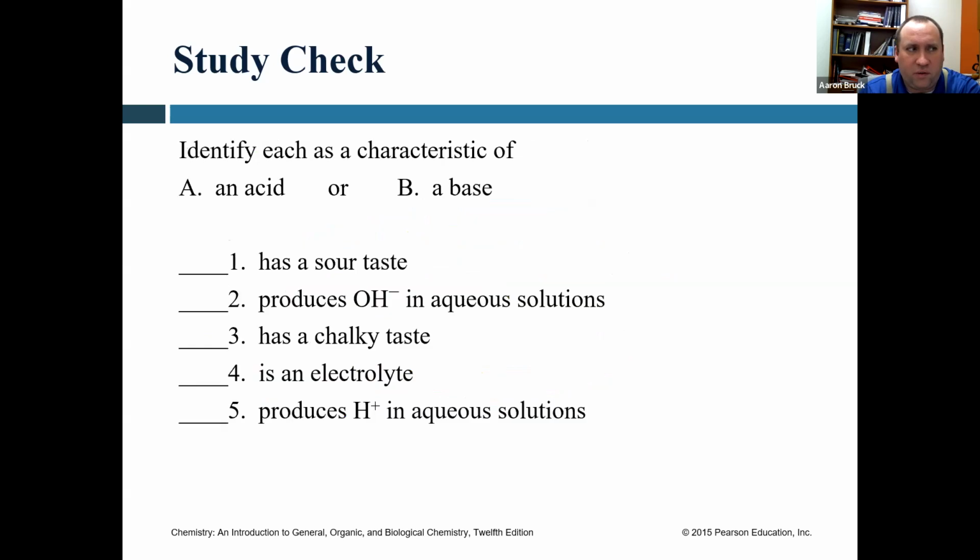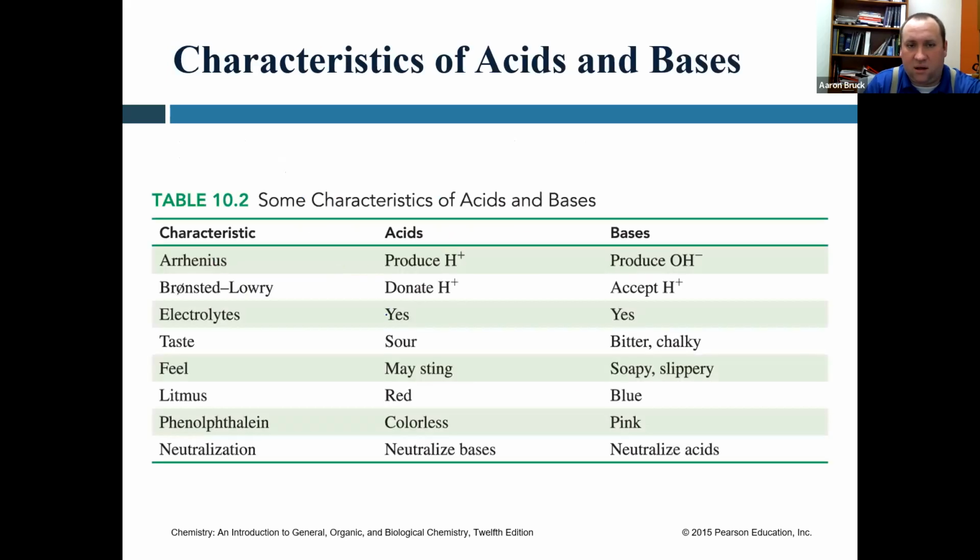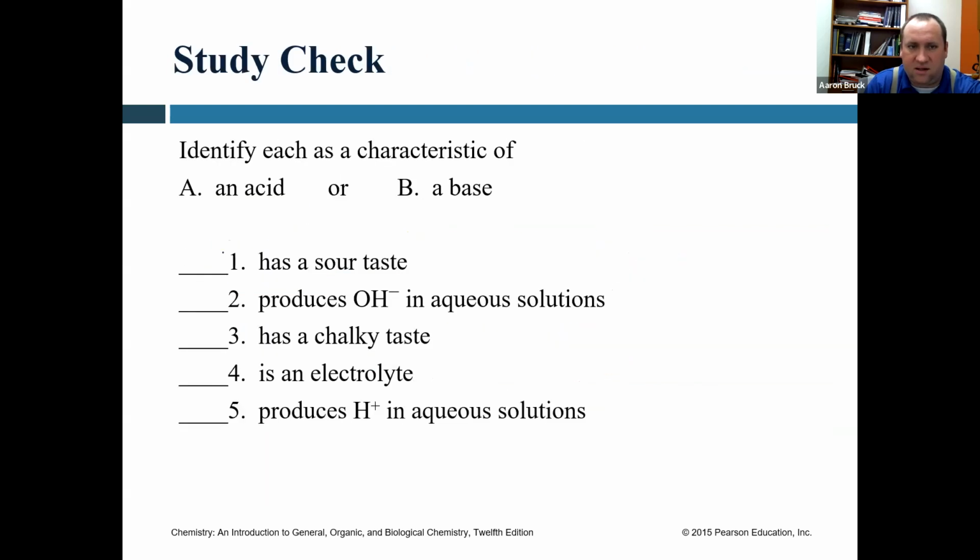Let's take a look at some more review. Identify each characteristic as that of an acid or of a base. For this, we just have to go back to that chart. So which of these has a sour taste? Well, that would be the acid. So that's A. Which of these produces hydroxides? Well, by definition, according to the Arrhenius definition at least, that would be a base behavior. So that's B. Which one tastes chalky? Well, acids taste sour, so bases must be the ones that are chalky.